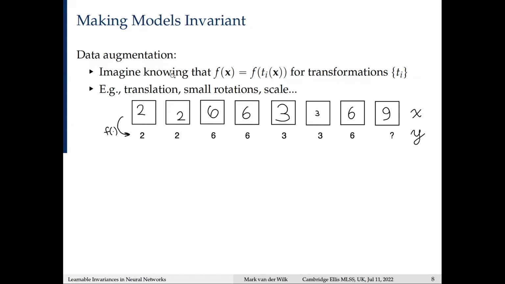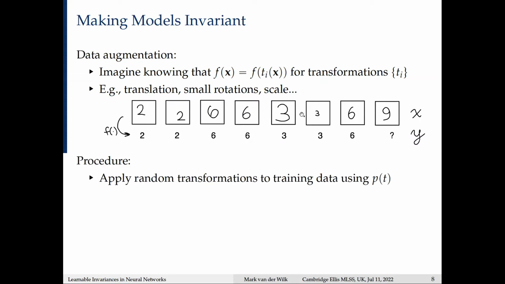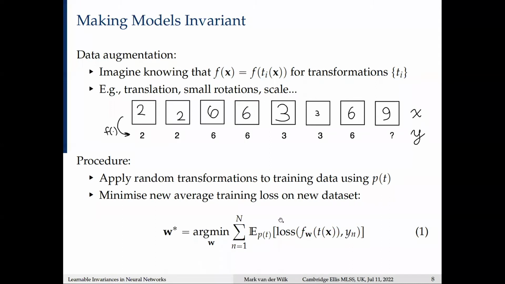To put that in a different way, imagine that we know that our regression function, our classifier, has the property that its output stays roughly the same, that should be an approximately equal sign, as a transformed input. For example, to small translations, rotations, scale changes, etc. Then our procedure is essentially we apply random transformations to the data using a particular probability distribution over transformations. And then we simply minimize a new average training loss on a new larger data set. That allows us to find the weights of a particular function, possibly a neural network.